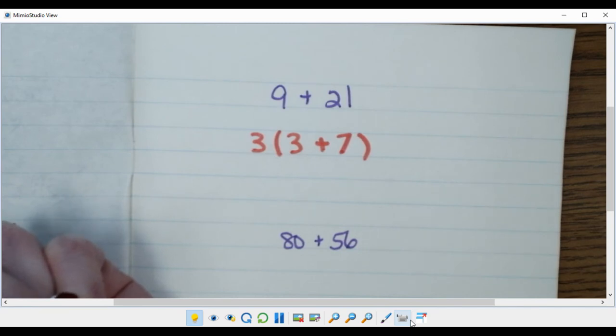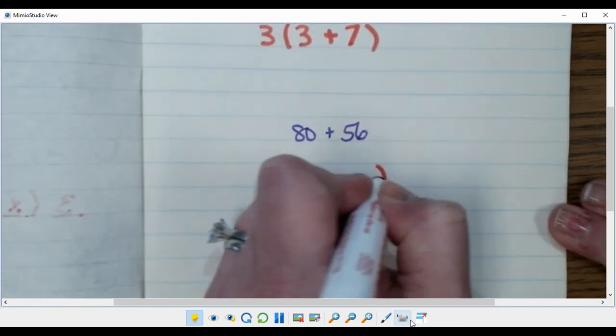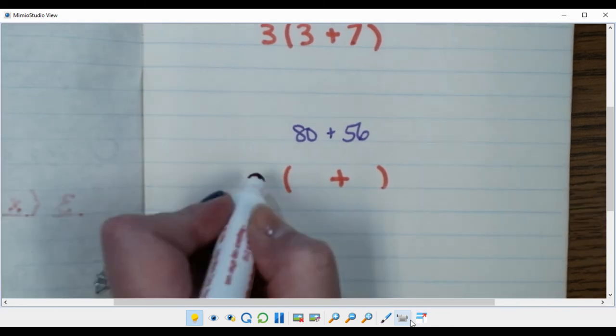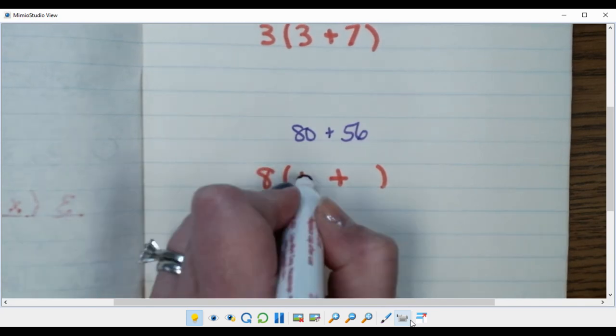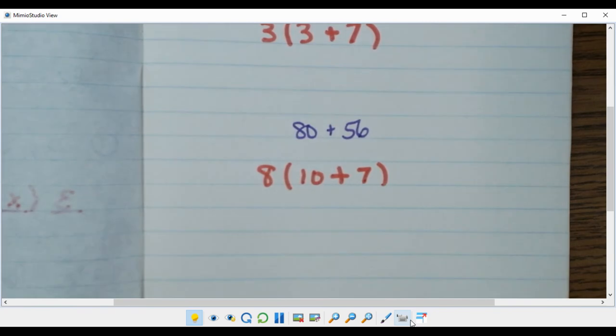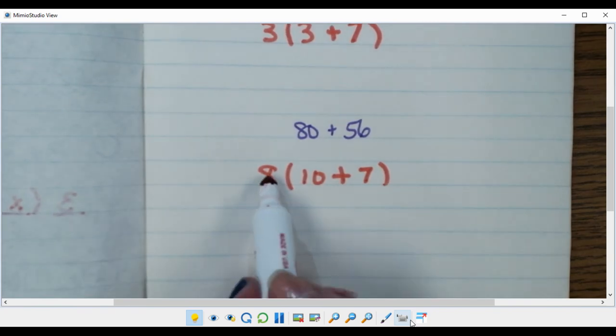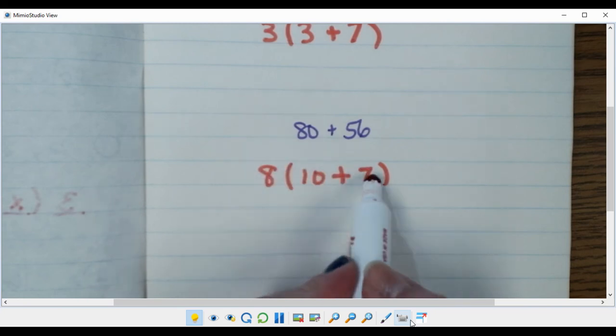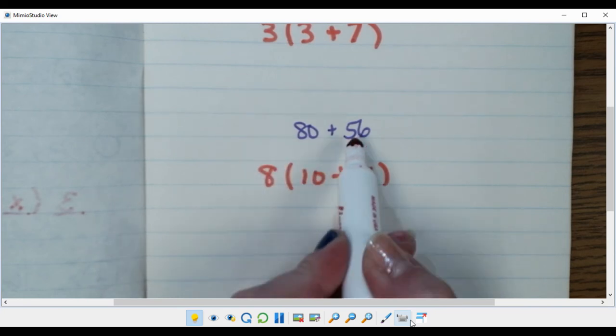All right, one more for you. We know the setup. What's the biggest number that divides into both 80 and 56? 8. 80 divided by 8 is 10. 56 divided by 8 is 7. And you should be able to double check. Multiply here. Yep, we go back to 80. Multiply 8 times 7. Yep, we go back to 56.